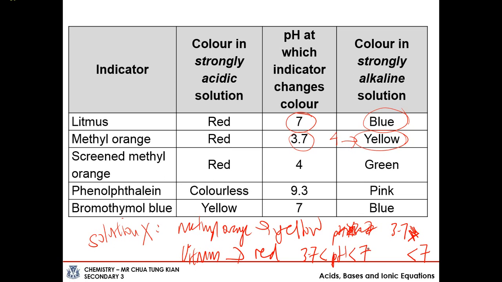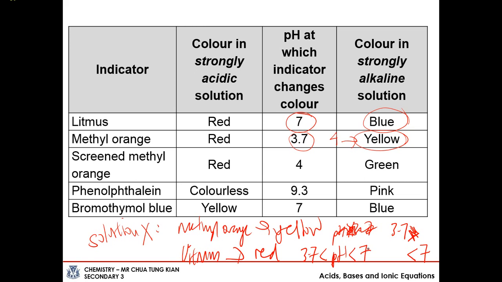But you notice, right, when I use a mixture of indicators to tell me the pH of the solution, it's actually not a very precise value which I obtain. It's always a range between whatever and whatever. So how do we actually get a more accurate indication of the pH of a solution?